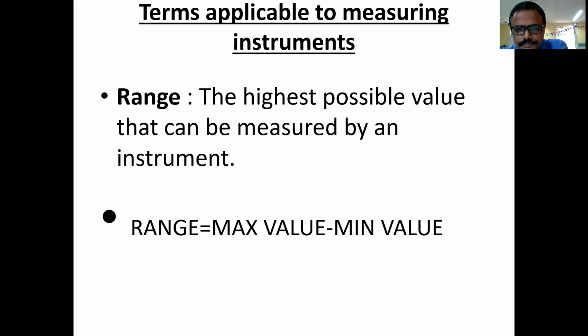For example, if you have a scale which measures 15 centimeter, then its maximum value is 15 centimeter, minimum value is 0. So the range of the scale is 15 centimeter, like that. So range is basically the highest possible value that can be measured by an instrument.